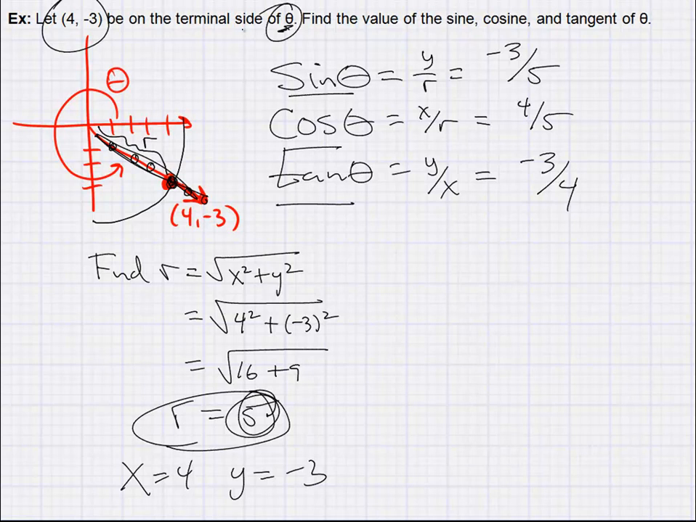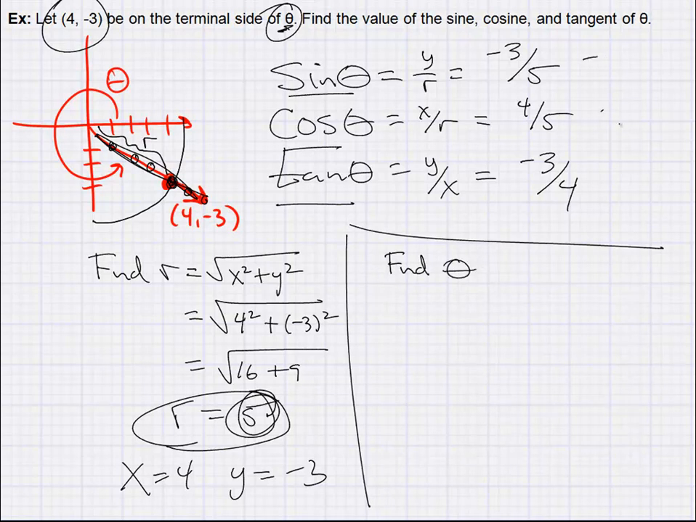Now, if I wanted to know what theta was, there's a way to find that out. Let's just look at that real quick. It's not really something that's required right now. We'll do it later in the section, but while we're here, we might as well. So if I want to know what theta is, I just need one of these values to do it. So let's look at sine. I know that the sine of theta equals negative 3/5.